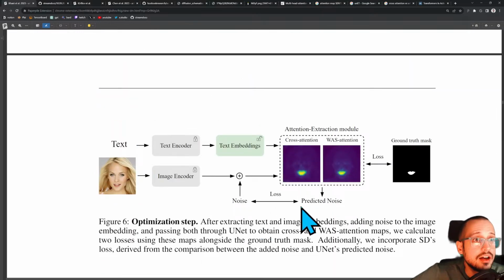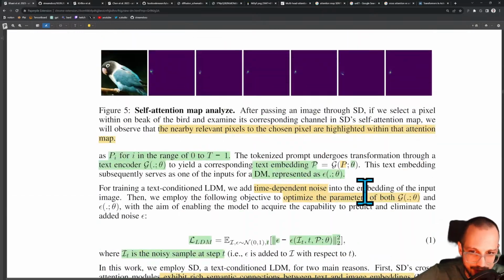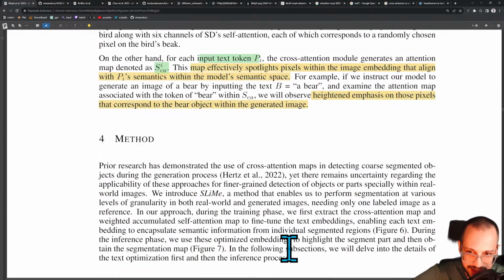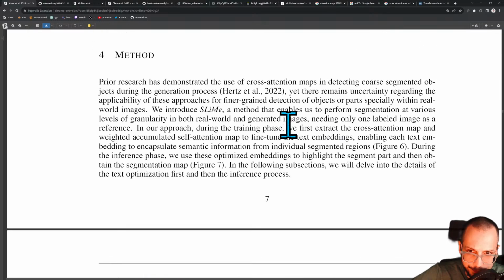Okay. Unfortunately, we spent about an hour going over diffusion models and attention maps, but now we're going to actually get to what they're doing in this paper, even though we kind of already know. And this is going to be the methods section.